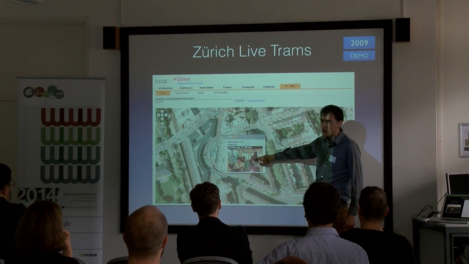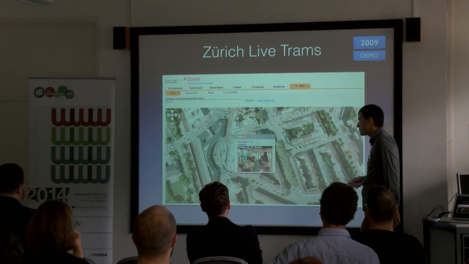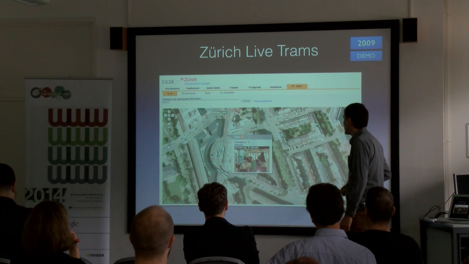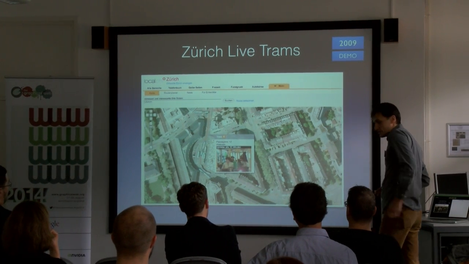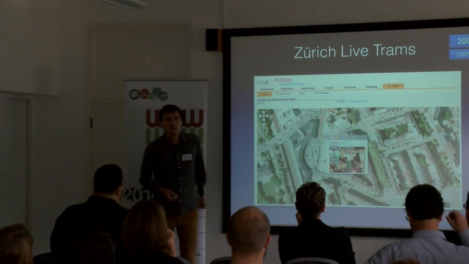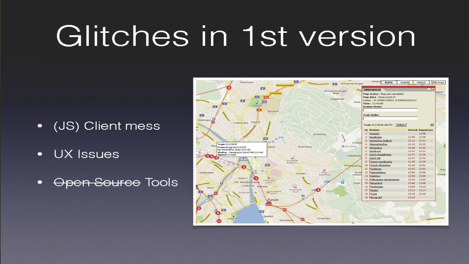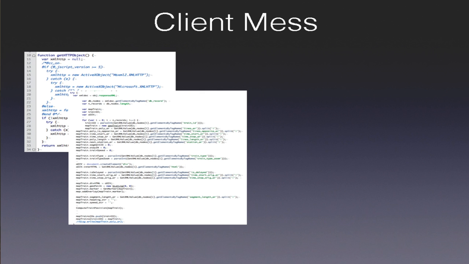Creative Commons implemented. Anyway, it was a fun project to do, and it was the first step in the direction of having scale model train vehicles on one map. Then, as I said before, the first version had some glitches. I'm going to go into detail for each of them. So the client JavaScript was a mess.